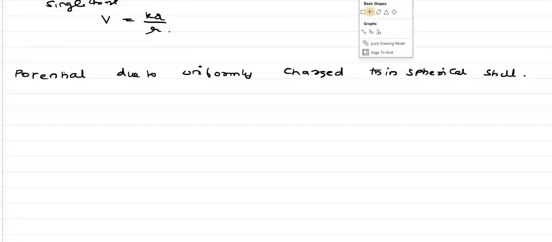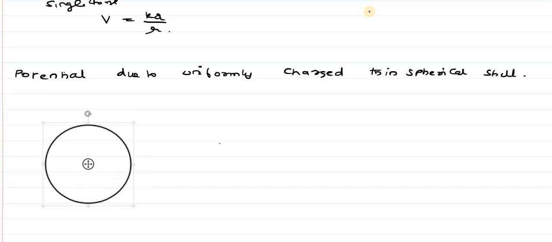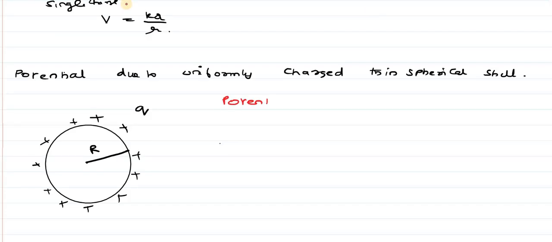Let us consider a uniformly distributed positive charge. The surface charge density is sigma, the charge is Q, and the shell radius is capital R. Consider a uniformly charged spherical shell of radius R with the charge Q. Now we have to find the potential at point P.